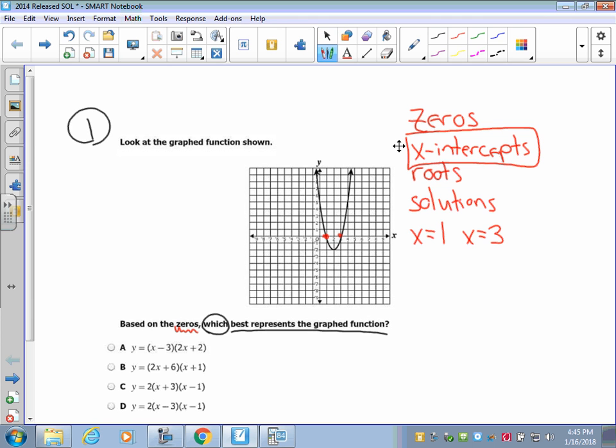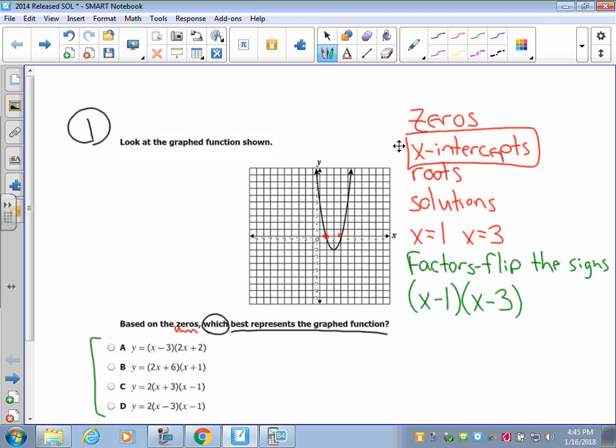Now, our answers here are in factored form. So remember, whenever we find the factors, we have to flip the signs. So that means our graph should look something like x minus 1. So I change this plus 1 to a minus 1. And I change this positive 3 to a minus 3.